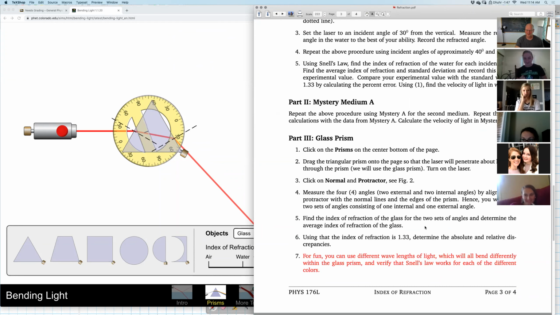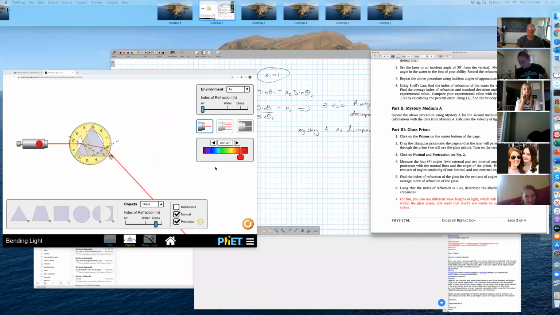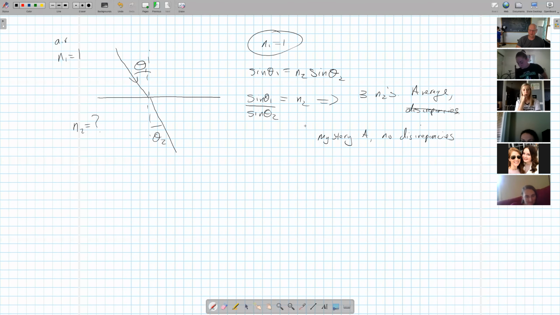Anywho, so then you want to compare that to the index of refraction of glass and then find its absolute and relative discrepancies. Okay, so basically the same thing. Again, the only difference is here, you're using this twice.